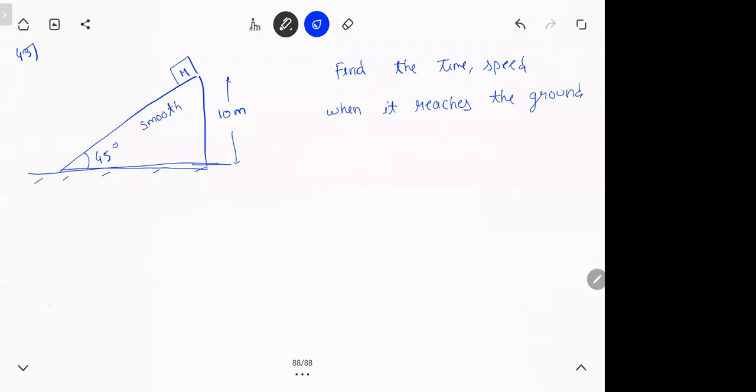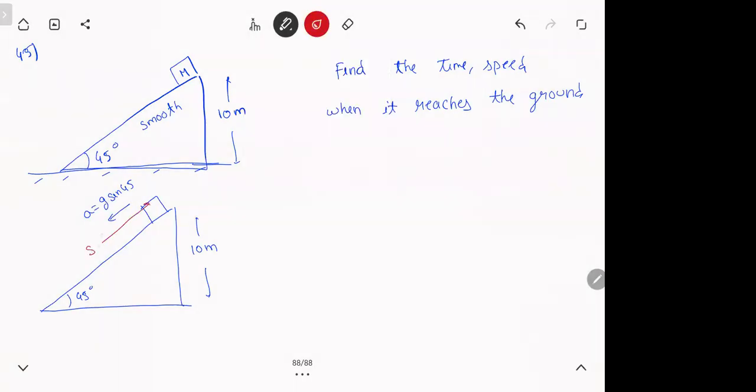You have to use the result from the previous question. See, when the block is starting here, what is the acceleration? g sin 45. Just now we saw acceleration is g sin theta. So we have acceleration is g sin 45, that is 10 times 1 by root 2, so 5 root 2. Now if this is 10 meters and this is 45 degrees, this is the displacement. Sin 45 is opposite side by hypotenuse, so S will be 10 by sin 45, that is 10 root 2 meters.